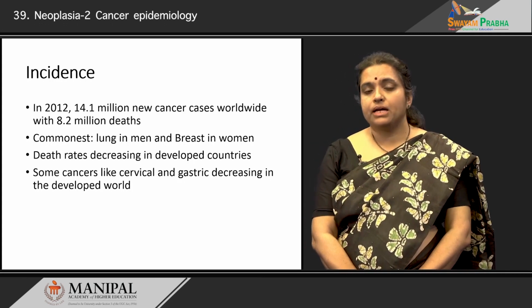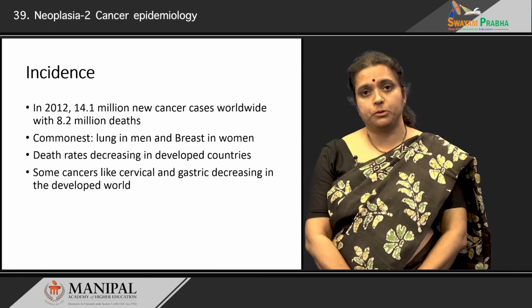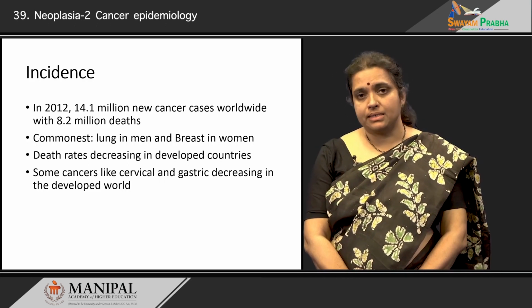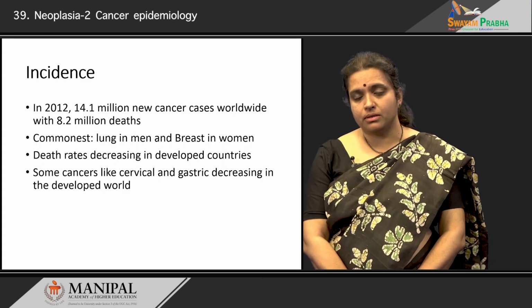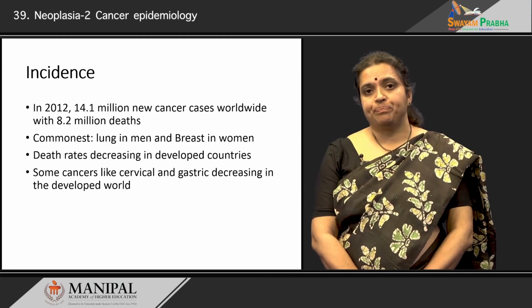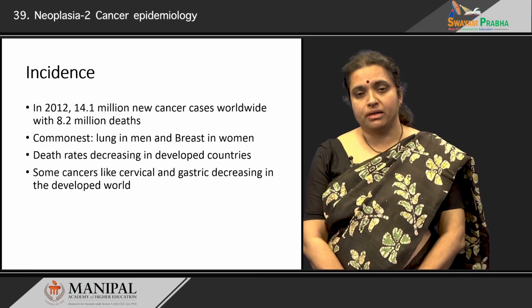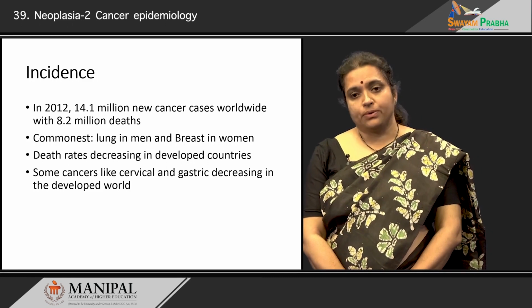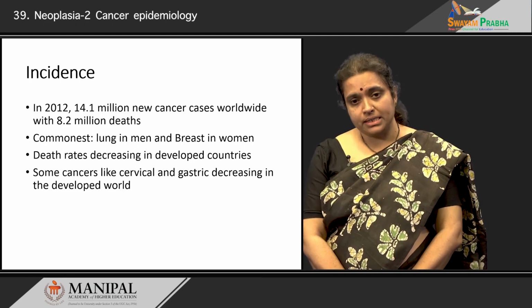Now, the death rates have been decreasing in the developed world. This is because of many reasons. These cancers are picked up early in those parts of the world. They have better economic conditions. They have different cancers. So, the death rates have been decreasing.